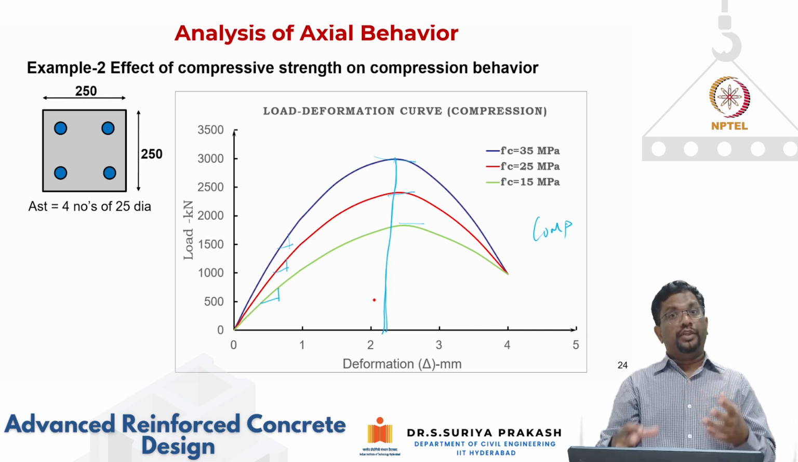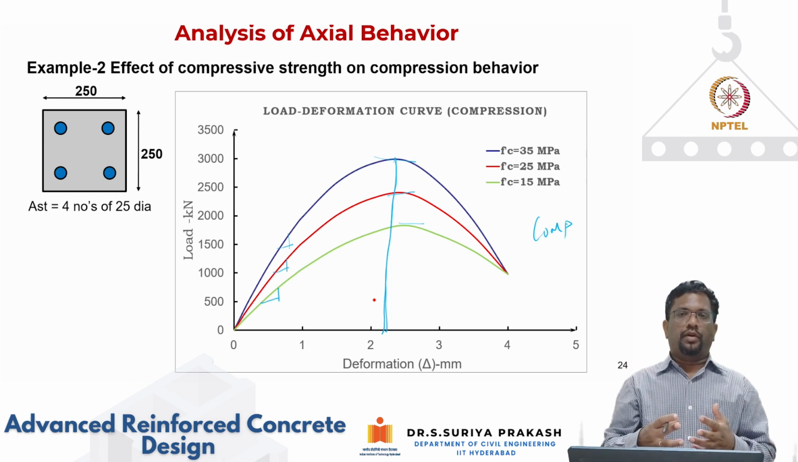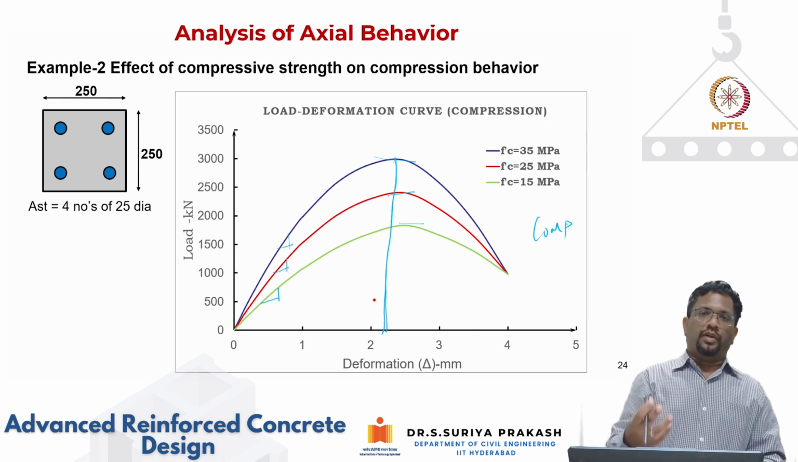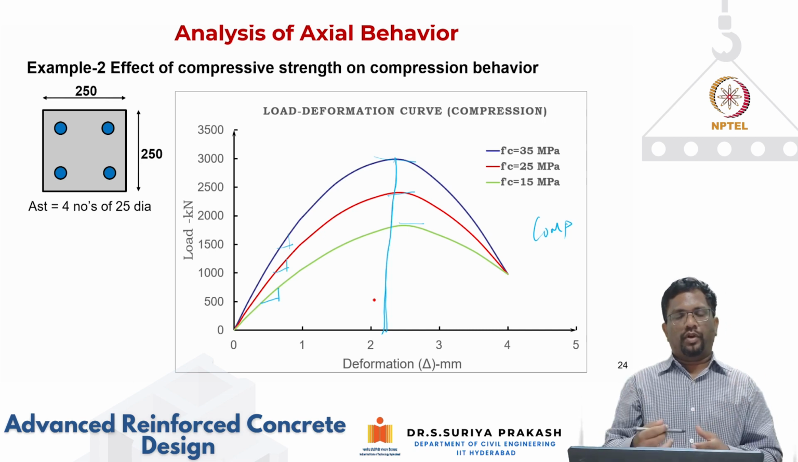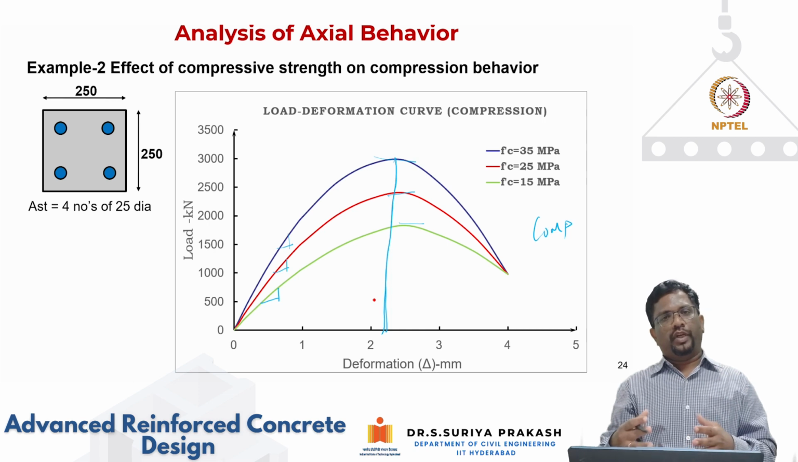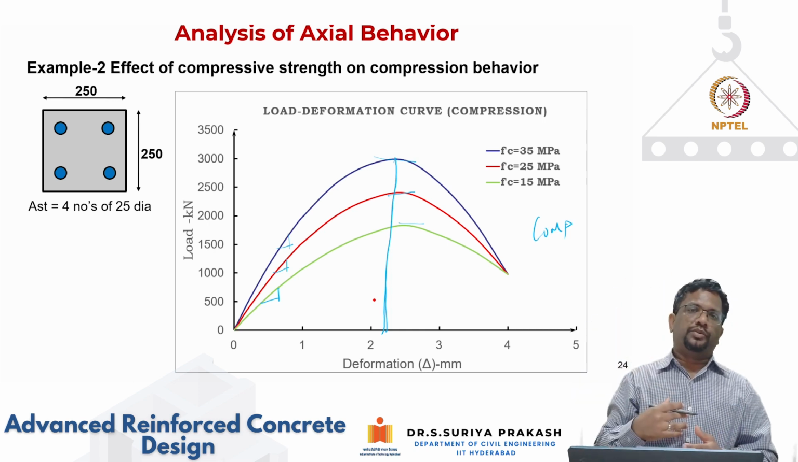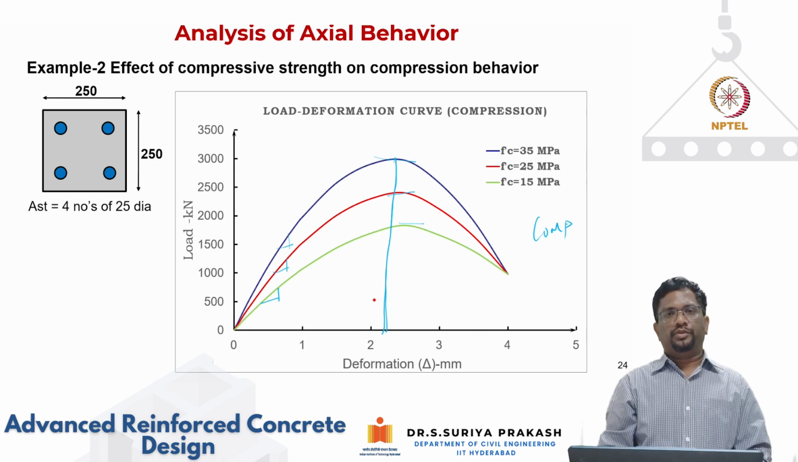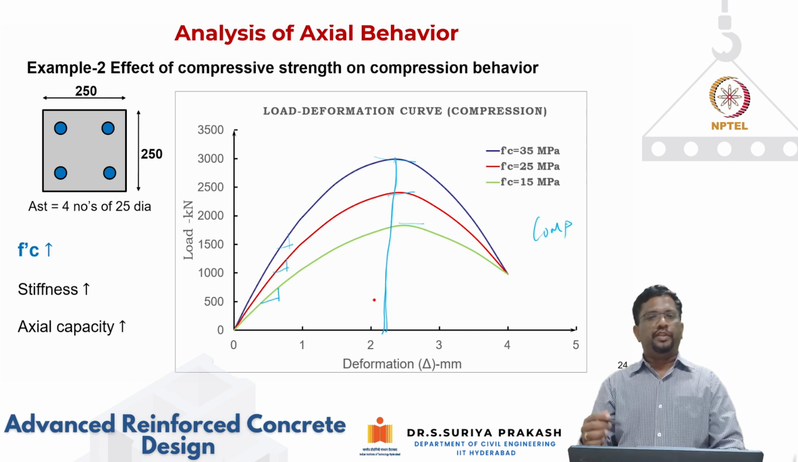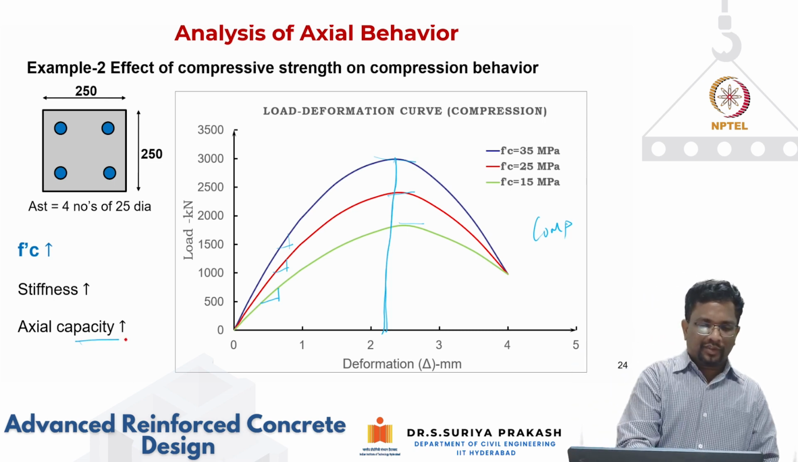So if you want to increase your pure compression capacity in a column, the best thing to do is to put higher grade of concrete that will give you a good improvement in stiffness as well as good improvement in strength. In fact, that is what people do in multi-story buildings. When you go for taller buildings, the ground floor columns or the lower story columns will have high strength. As you go to upper stories, the grade of concrete can be reduced to reduce the cost of construction. Okay, so as the grade is increasing, the stiffness is increasing and the axial capacity is increasing.